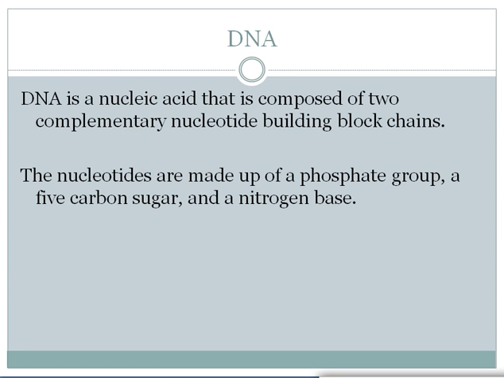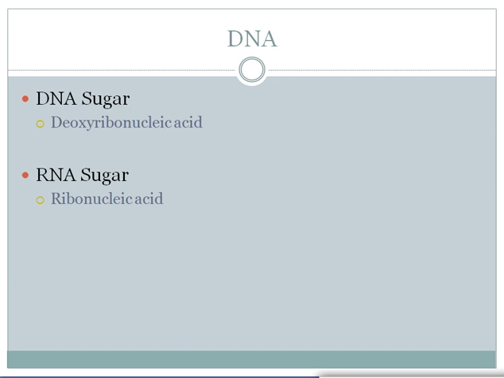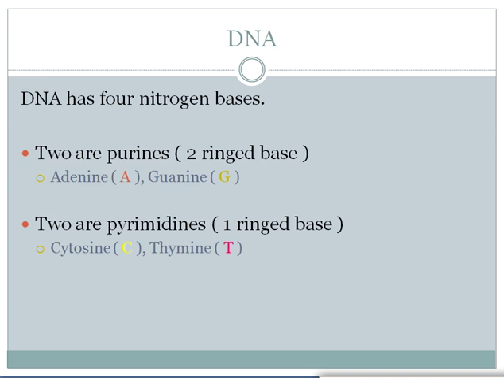DNA is a nucleic acid composed of two complementary chains of nucleotide building blocks. The nucleotides are made up of a phosphate group, a 5-carbon sugar, and a nitrogen base. In DNA the sugar is deoxyribose, in RNA it is ribose. DNA has 4 nitrogen bases: 2 are purines, which are double-ringed bases, adenine and guanine, and 2 are pyrimidines, which are single-ringed, cytosine and thymine.